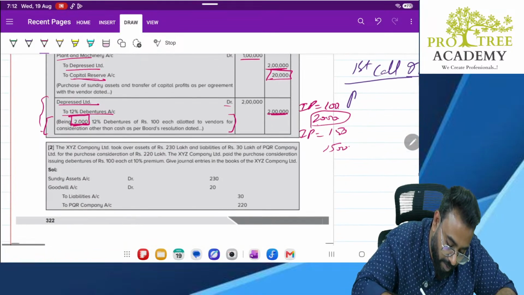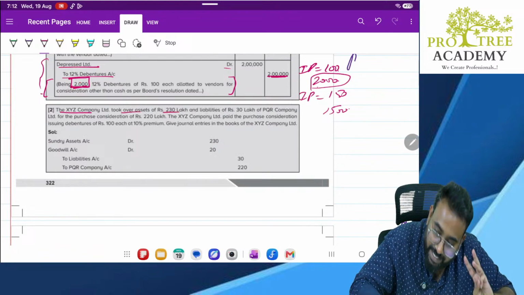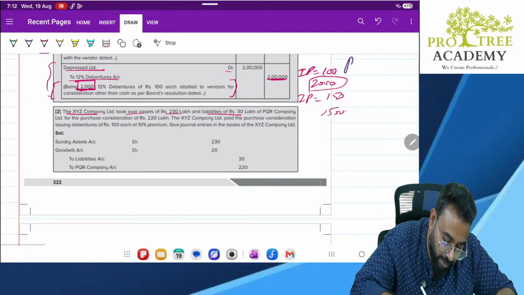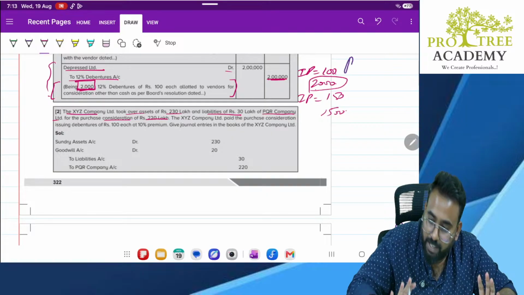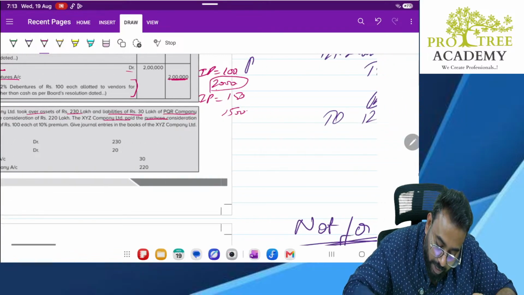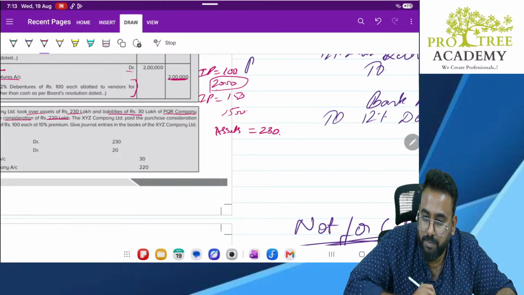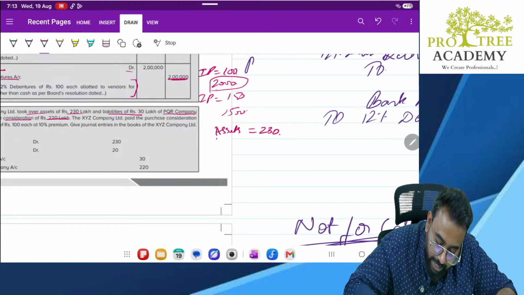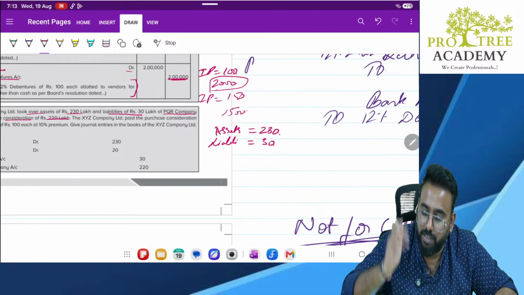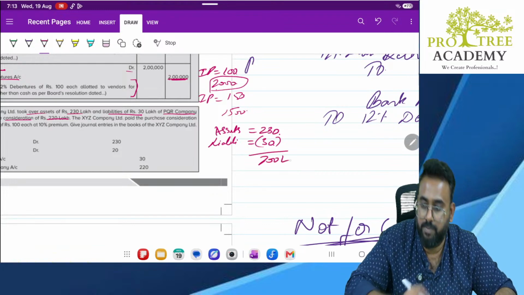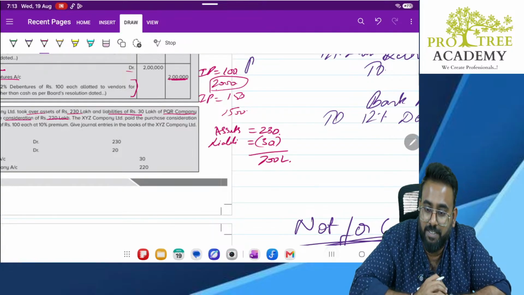Clear? Next, the XYZ company limited took over assets of 230 lakh, liability of 30 lakh from PQR limited for purchase consideration of 220 lakh. Don't get confused. Listen to me carefully. What is the assets I took over? I purchased 230 lakhs. What is the liability I took over? 30 lakhs. That means, what is the net assets I took? 200 lakhs. Sir, 230 minus 30.